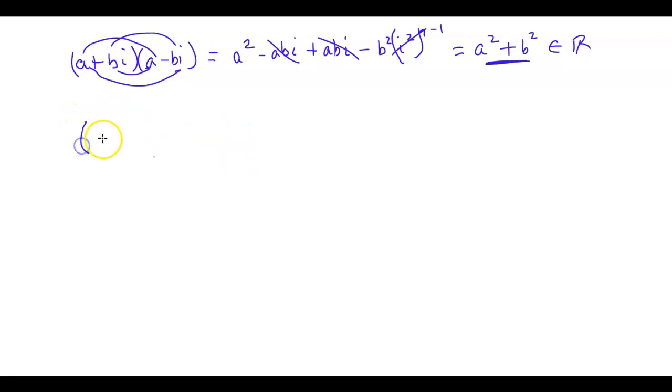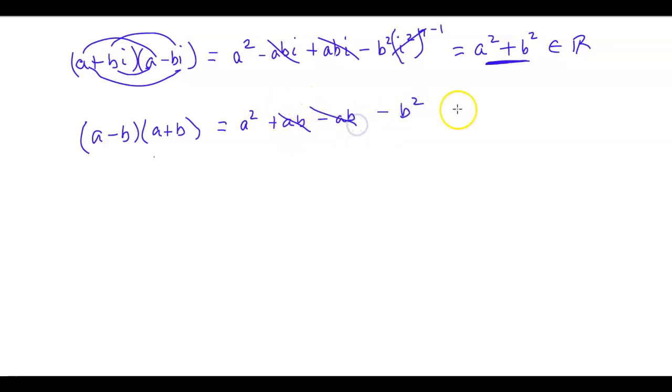Now, similarly, if you remember that we have a minus b times a plus b, if we did the FOIL method for that, where a and b are real numbers, we'll have a squared plus ab minus ab, and then minus b squared. And of course, these two middle terms would cancel to 0, and we'll have a squared minus b squared there. So we're also going to use this relationship to our advantage as well.